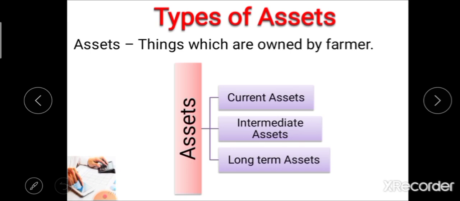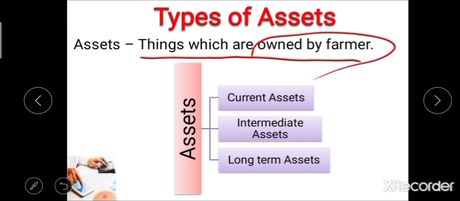First, asset. The definition of asset: things which are owned by the farmer are known as assets. That means whatever things are owned by the farmer are known as assets. Then the different types of asset. There are three major types of assets: first, current asset; second, intermediate asset; and third, long-term asset.